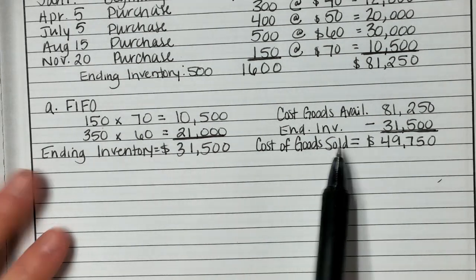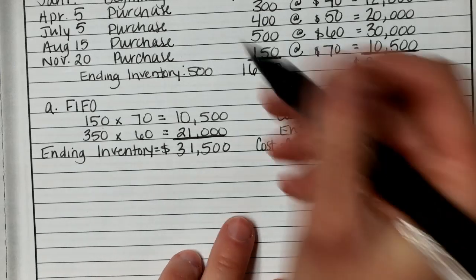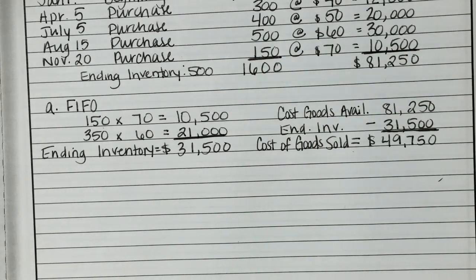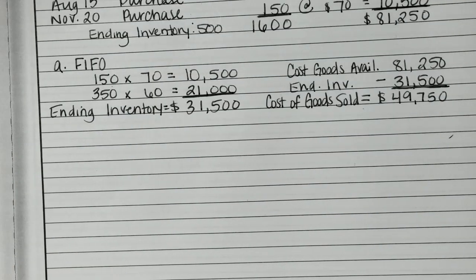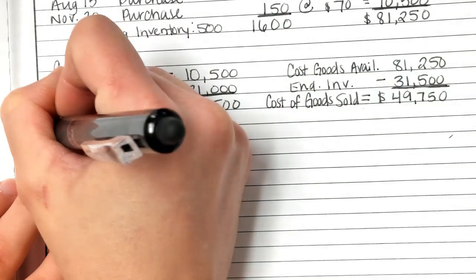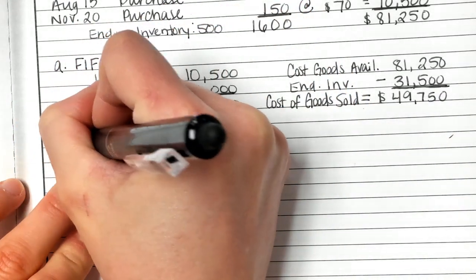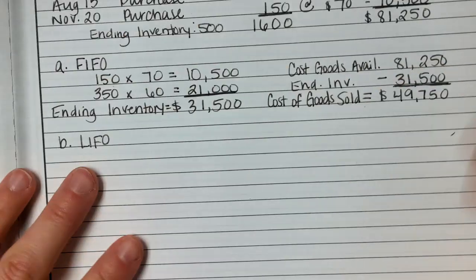So those are the two answers for letter A, for the first in, first out method. Okay, let's move on to the next one, which is the last in, first out method. So I'm giving myself a little space. Last in, first out.